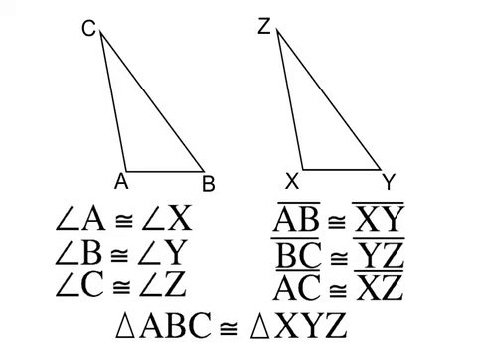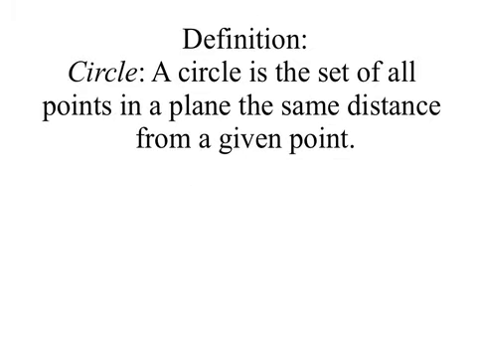For the purpose of review, here's a picture of two congruent triangles with 6 statements of congruence for the 6 pairs of corresponding parts. And at the bottom is one more statement of congruence that states that triangle ABC is congruent to triangle XYZ.